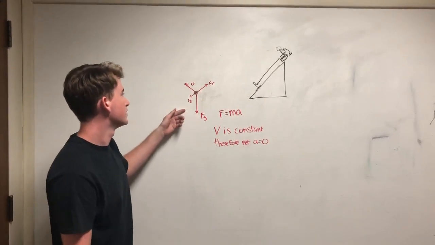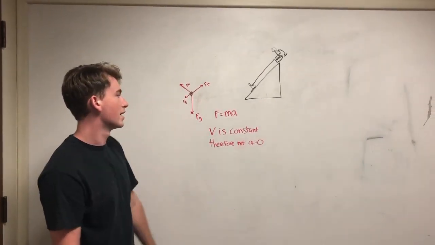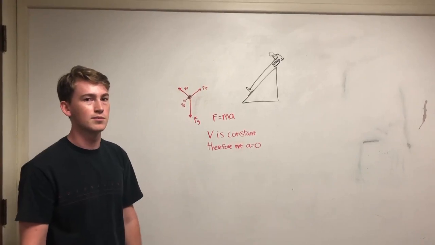So the sum of all of these vectors that were just shown in the free body diagram are actually going to cancel out, and it's going to be 0 as a whole.